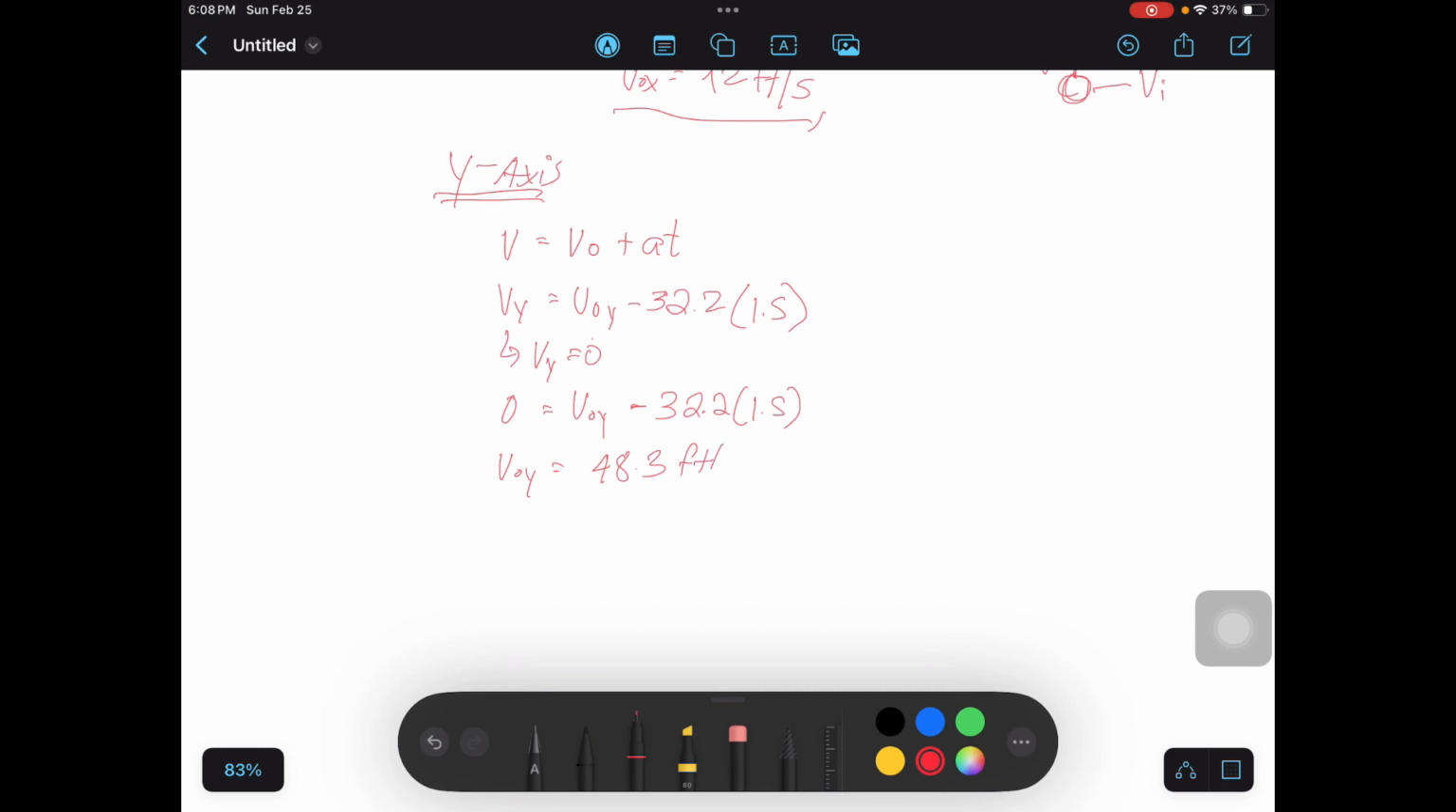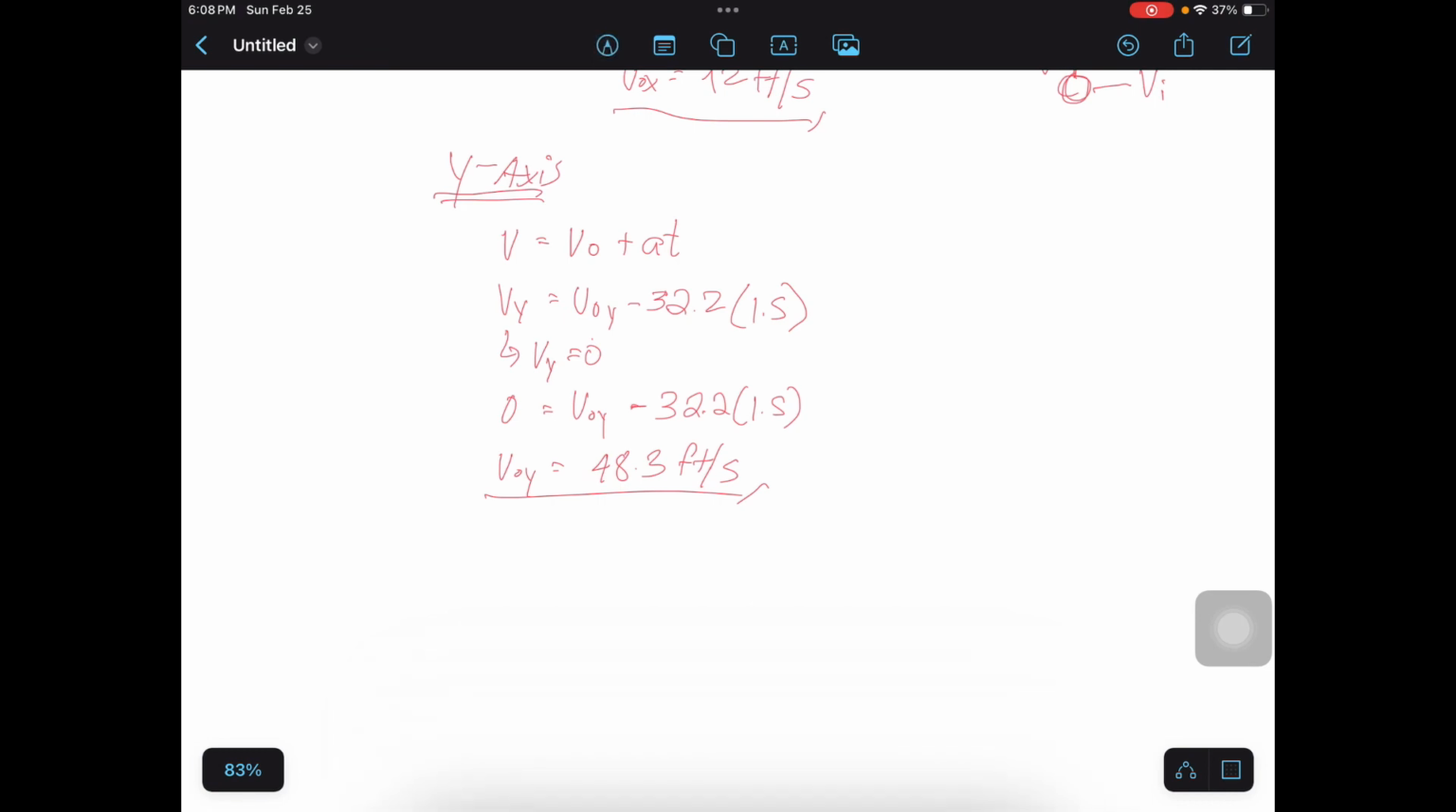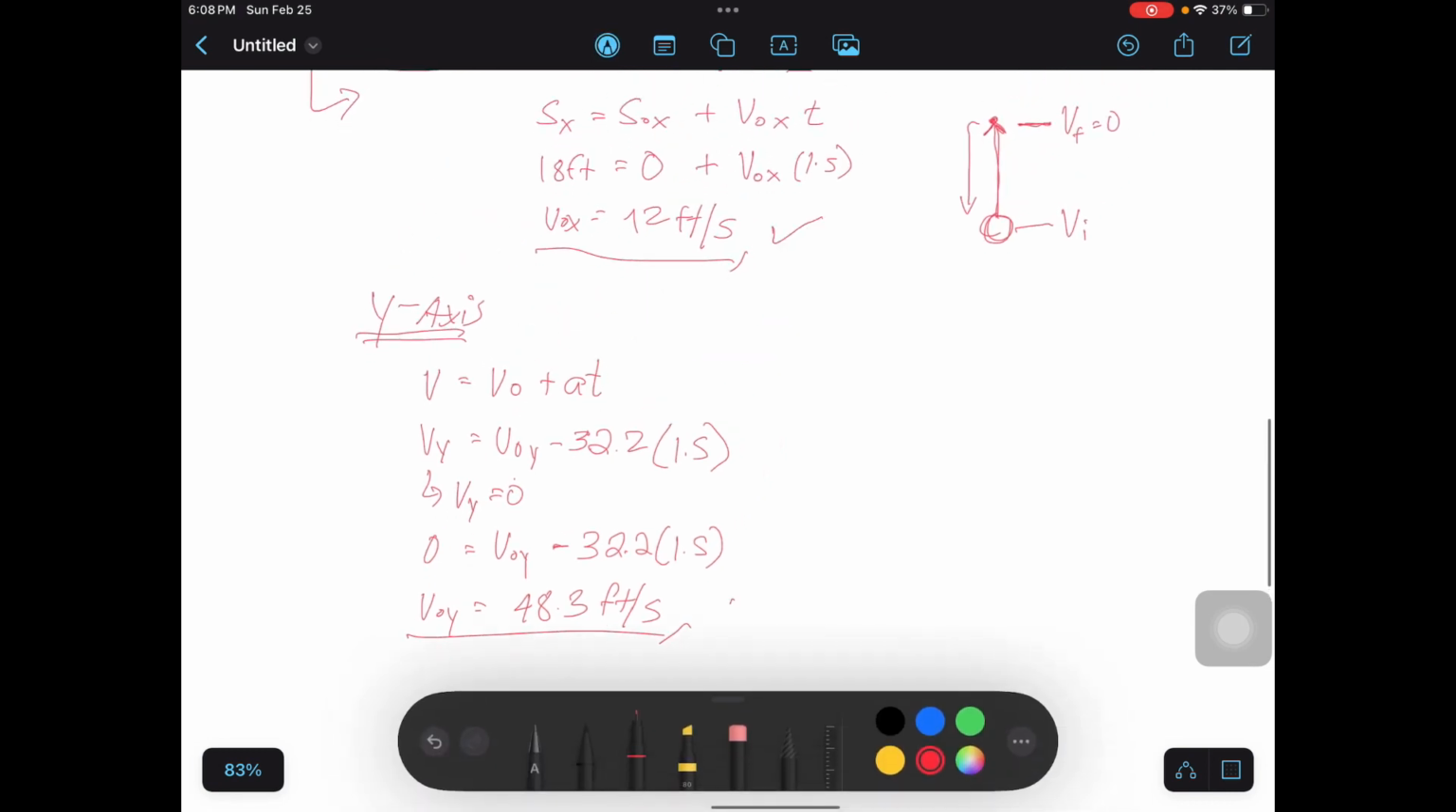It is 48.3 feet per second. So, ito yung value ng VOY. And Pythagorean natin, itong VOX and VOY, makukuha natin yung resultant ng dalawa, which is equal na sa initial velocity. So, 12 squared plus 48.3 squared.